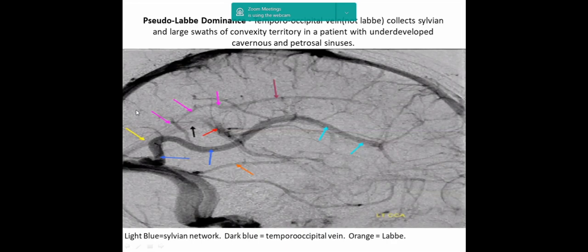Pseudo-Labbé dominance is another anatomical variation where the temporo-occipital vein appears like Labbé, but in fact it is not, and mainly collects from the Sylvian area and also the convex territory over the region. And also, we can notice that the cavernous sinus and the petrosal sinuses are hypoplastic in this condition.